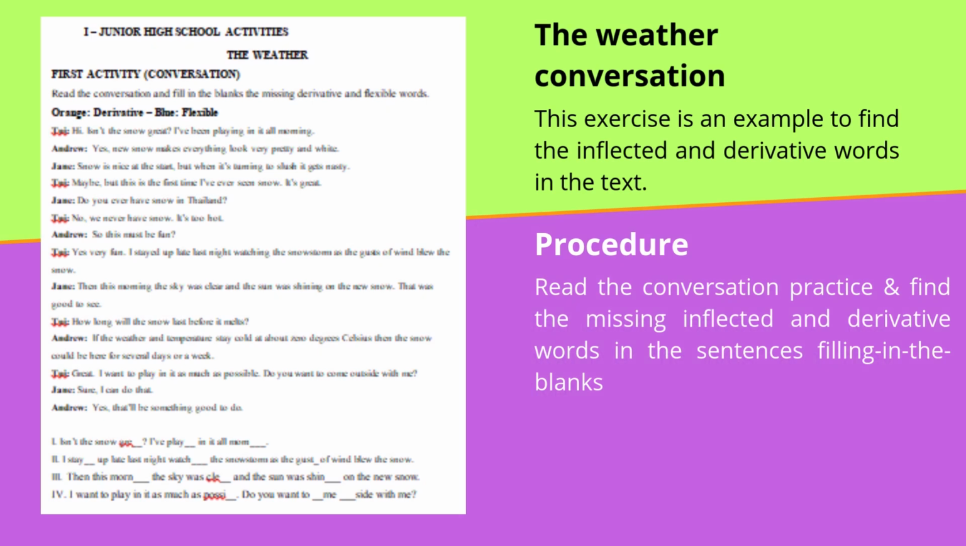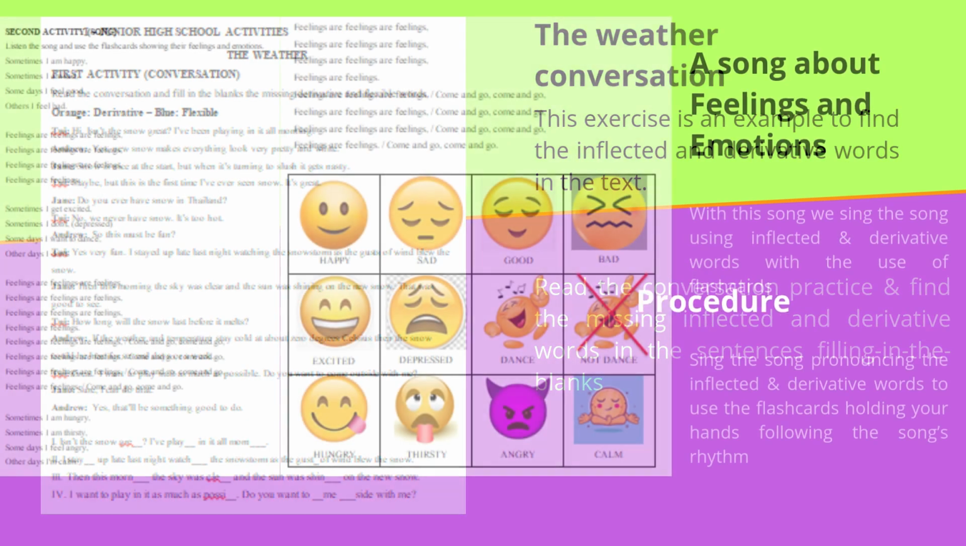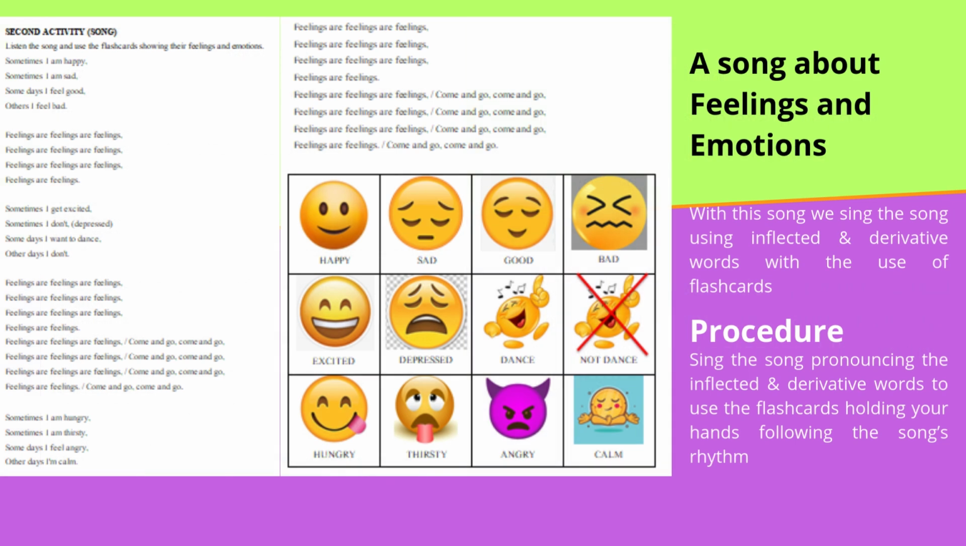The first example is about junior high school activities. This weather conversation is a better example. The procedure is reading the conversation practice and finding the missing inflected and derivative words in the sentences, filling in the blanks. The next example is an elementary activity with a song about feelings and emotions.